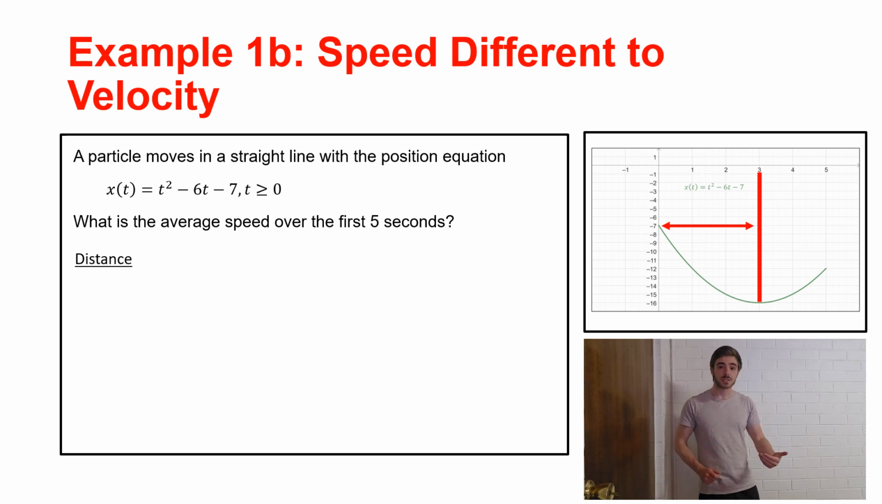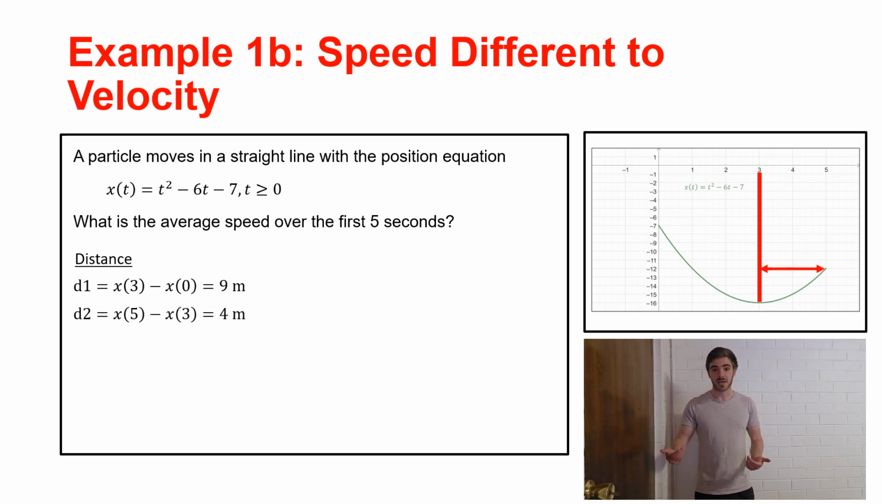Basically, all we're going to be doing here is subbing in t equals 0 and t equals 3. Just remember that we're going to knock off that negative sign because distance can only be positive. Now that we have that, we're just going to calculate the second distance, which is going to be from turning point to the end, or in this case, between t equals 3 and t equals 5. All we do from here is add those two components together, giving us a total distance traveled of 13 meters.